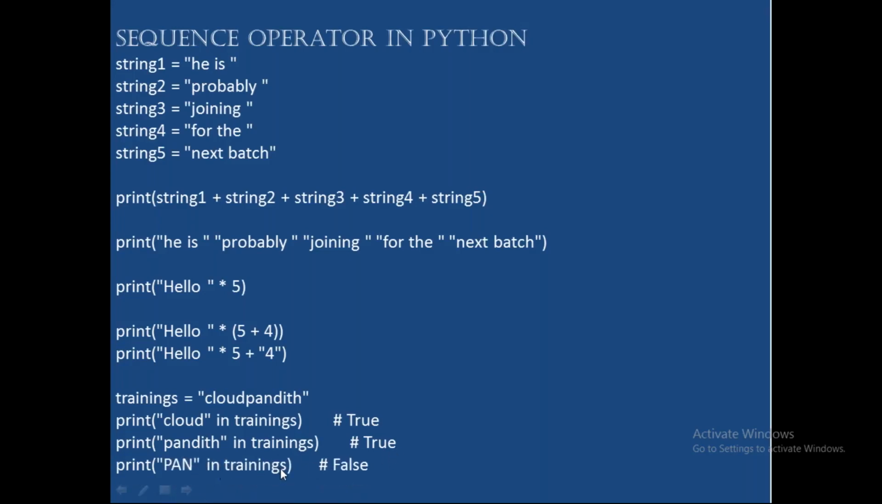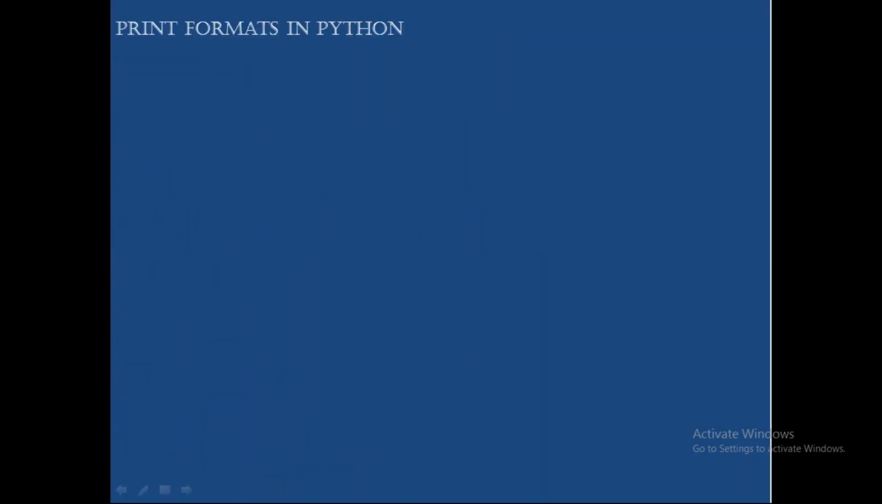Is "PAN" in the training or not? False, because PAN is not there. PAN is there in "Cloud Pandit", but it is in small letters, and I am looking for capital letters. It is not there, so false. Is "Databricks" in "FJ"? It's false, because Databricks is not there in this particular word. Likewise, you can use a membership operator.